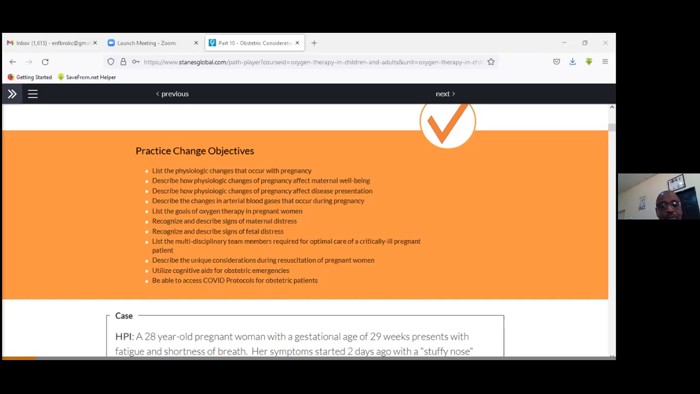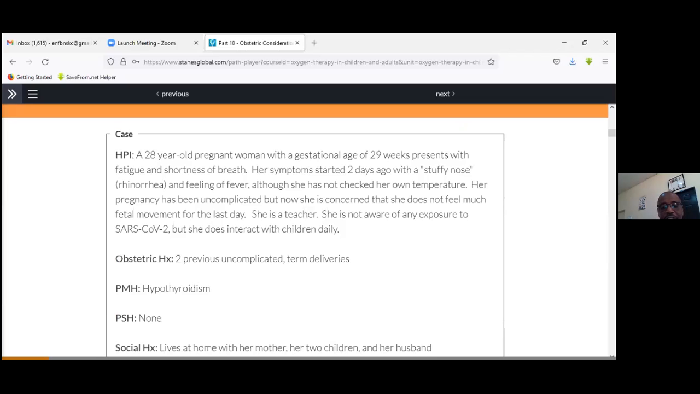We should also know how to utilize the cognitive aids for obstetric emergencies and be able to access COVID protocols for obstetric patients. We are in a COVID era. So let's start. This is the case. A 28-year-old pregnant woman with a gestational age of 29 weeks presents with fatigue, shortness of breath. Her symptoms started 2 days ago with a stuffy nose, rhinorrhea, that is catarrh, and a feeling of fever, although she has not checked her own temperature.